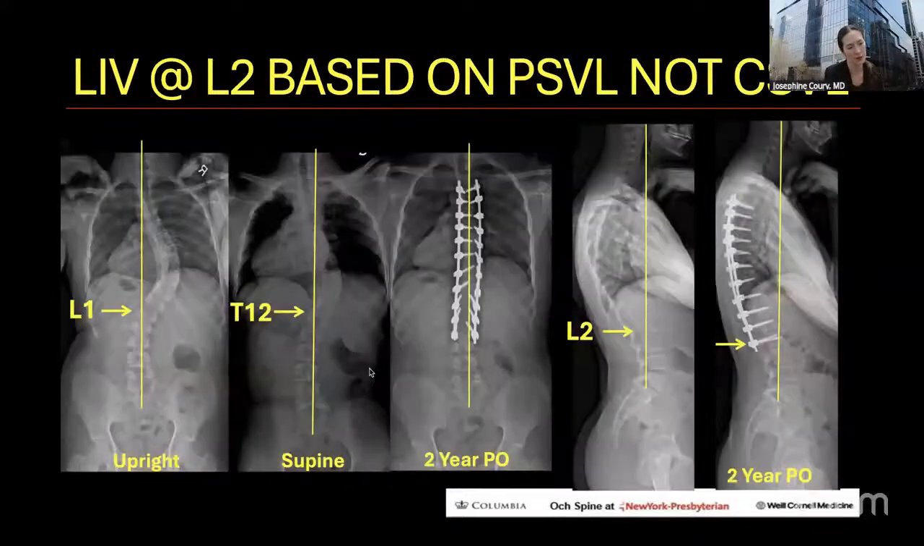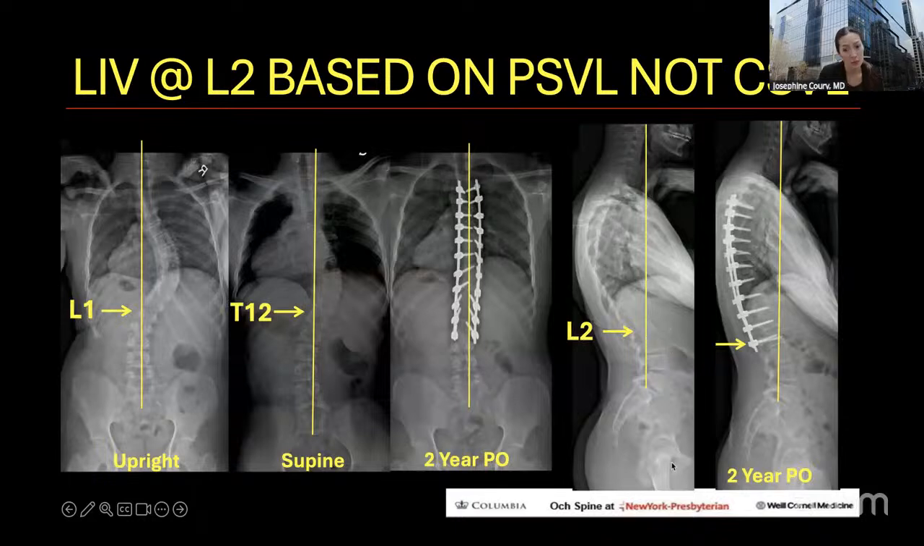So this is an example. This is a little bit older patient, an 18-year-old boy, where you look in the coronal x-rays and the last touched vertebra is L1 at the pedicle. And then when you go supine, it's T12 touched at the pedicle, which is very tempting to use as an LIV. But in his sagittal plane, he has a negative C7 SVA. And you can see that his SSV is actually pretty low. It's L2 for this patient.